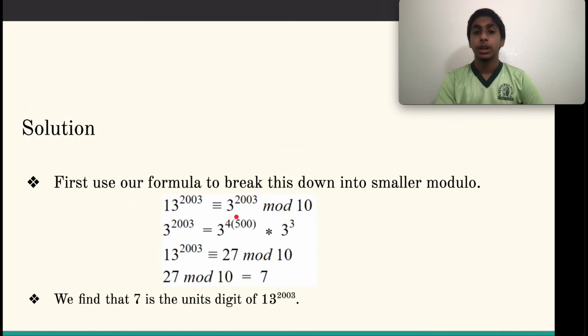So now what we figured out was this whole huge expression, 13 to the power 2003, is congruent to 27 mod 10, because 27 is 3 to the power 3. Now we just need to figure out what 27 mod 10 is. Well, 27 mod 10 is just 7, because 27 divided by 10 gives a remainder of 7. That's how we find that 7 is the units digit of 13 to the power 2003. So that's how we solved our first problem, and as you can see, it wasn't that hard. All we needed to do was break it down accordingly.